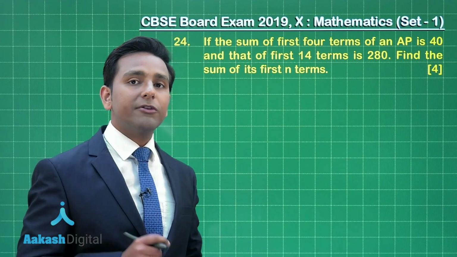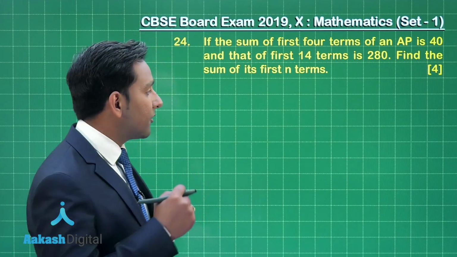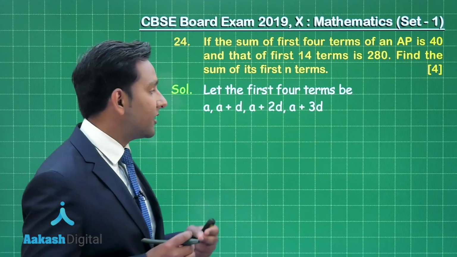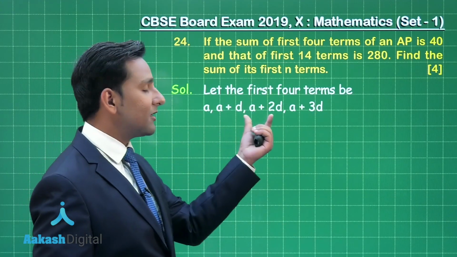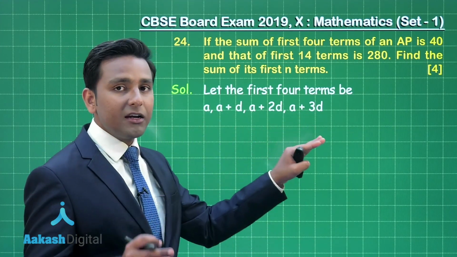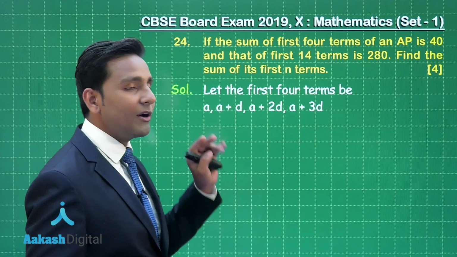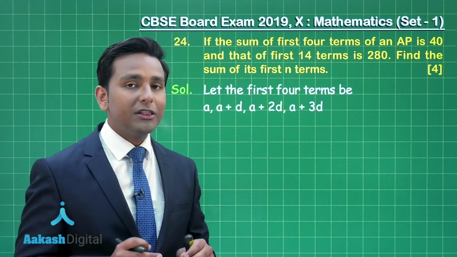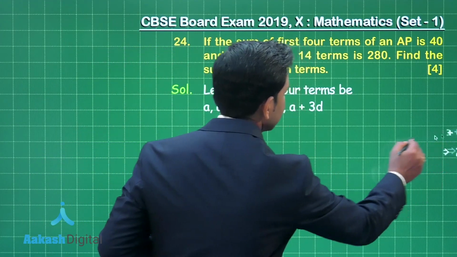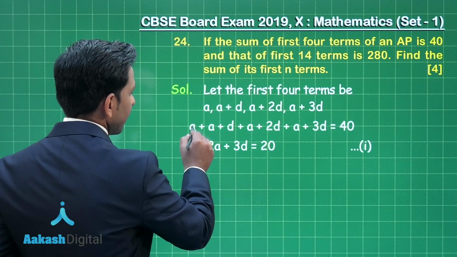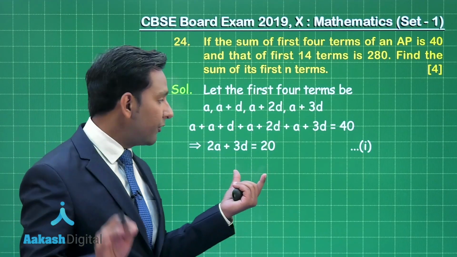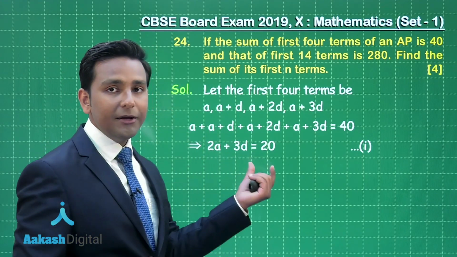Now let's solve this question. First of all, we will assume the first 4 terms of the given arithmetic progression, and the terms are a, a plus d, a plus 2d and a plus 3d. From this given arithmetic progression, it is clear the first term is a and the common difference is d. And with the help of this given series, you can easily calculate the sum of the first 4 terms with the help of this equation. Here we have a linear equation in 2 variables a and d.